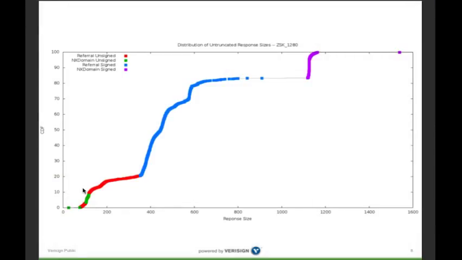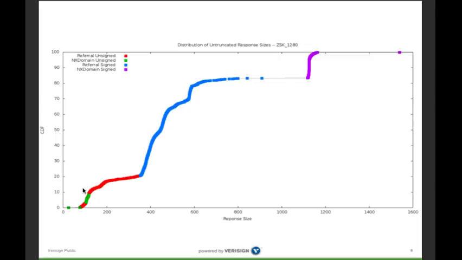This graph shows the results of some simulations that we ran. We took some query data that we received and then replayed it to zones signed with the larger key sizes. And this is the distribution of responses. The horizontal axis goes from 0 to about 1600. That's the size of the DNS response message. And then the y-axis is just a cumulative distribution function. The different colors here represent different types of responses.